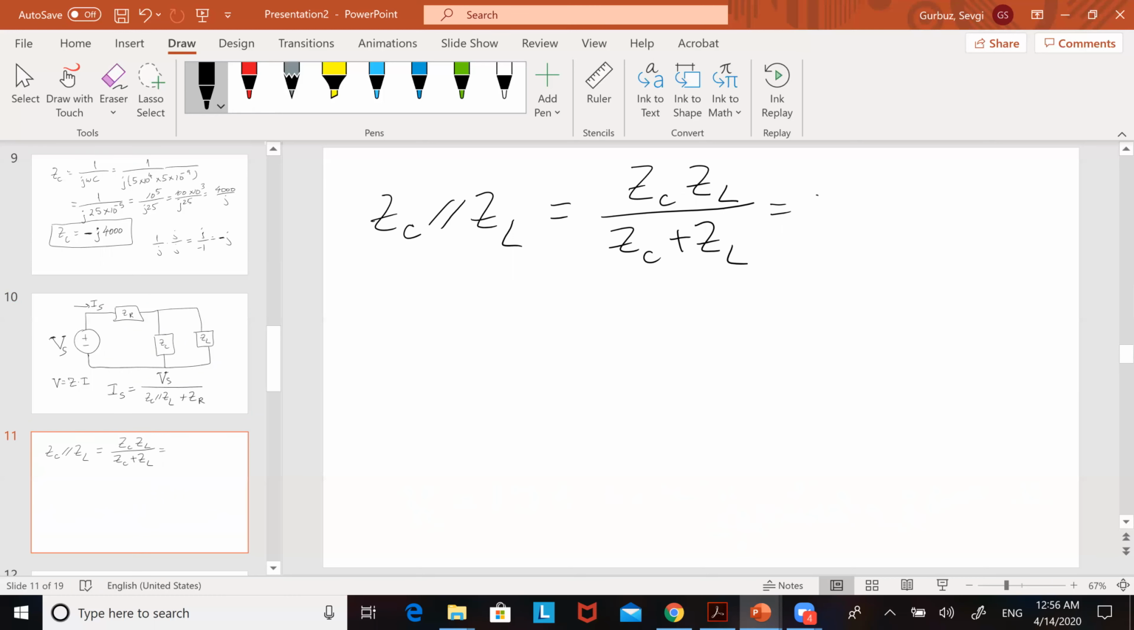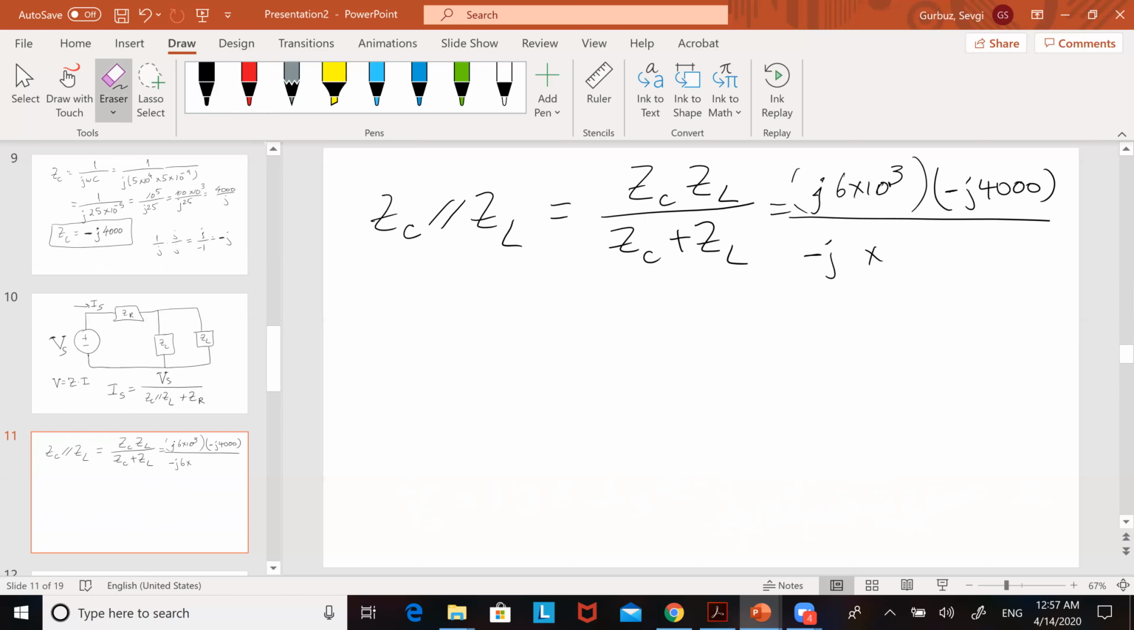So this is going to be j times 6 times 10 to the 3, times minus j times 4,000, divided by the sum, so it would be minus 4,000 plus 6,000. So now let's calculate this out.